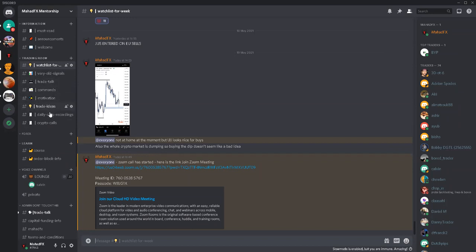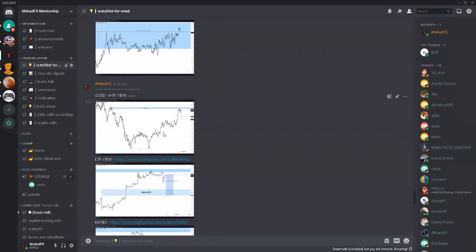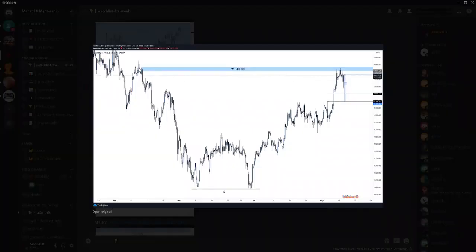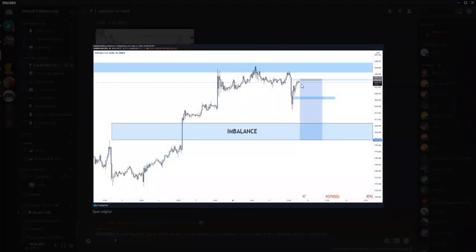And then I'm gonna go on to where was it? The watch list for the week. So here we go. If I scroll up, you'll find that I posted this trade on gold. It was a sell on gold out of this 4 hour supply zone. You can all see the market came from that 4 hour supply zone, ended up dropping nicely from that 4 hour supply zone, and we were expecting a retracement and then a continuation to the downside. What ended up happening is the market did exactly that.